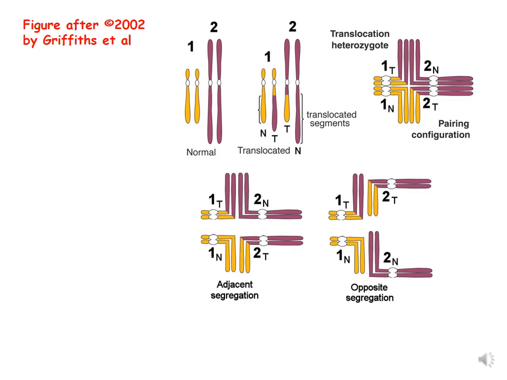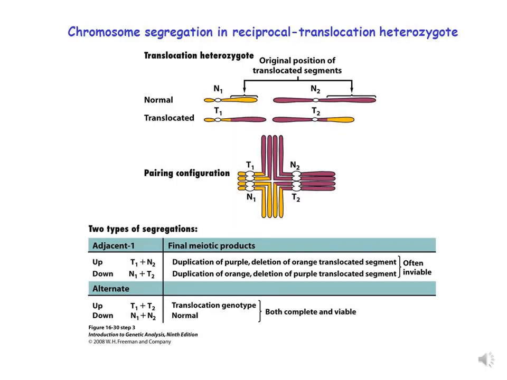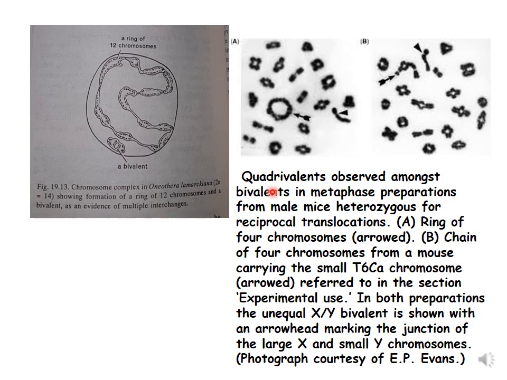I have explained this in the previous lecture, so please refer to that. And these are the orientations. We have discussed this in the previous lecture. This is just to summarize it again in this lecture. And here is a pictorial diagram of a ring of chromosomes which is visible in Oenothera lamarckiana, which has 14 chromosomes, and these are the rings of chromosomes or the quadrivalents observed amongst bivalents in metaphase preparations from male mice. So we can see these quadrivalents in mice also.